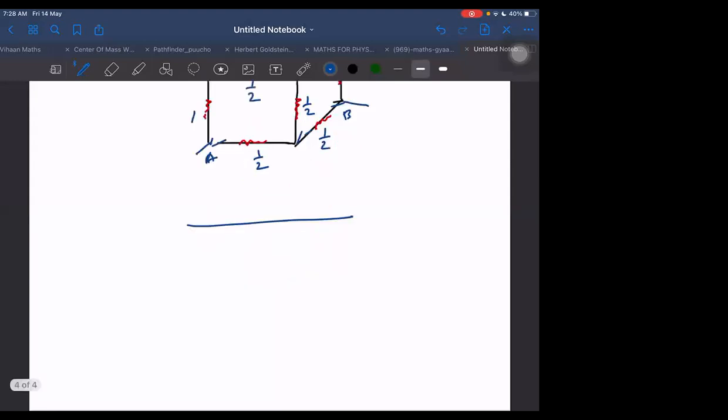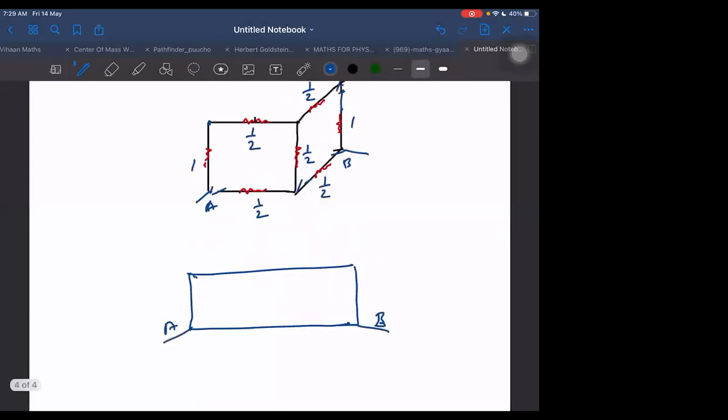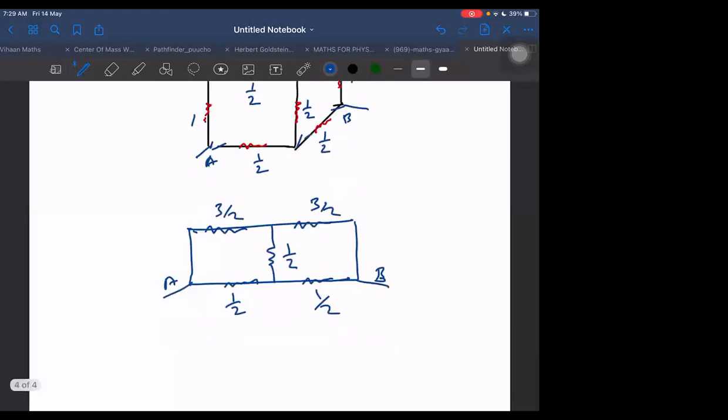If I open this up and make it flat like this, A here, B here. What is 1 with 1 by 2? It will become 3 by 2. This side also 3 by 2. In the middle there is 1 by 2. This side it is 1 by 2. This side it is 1 by 2. Now this is a balanced Wheatstone bridge.